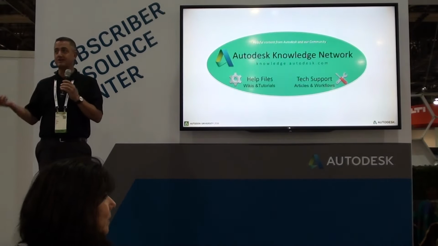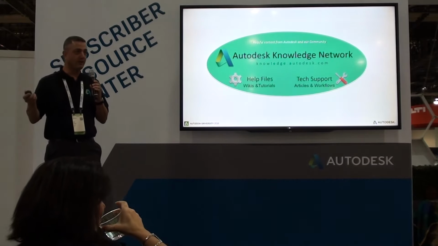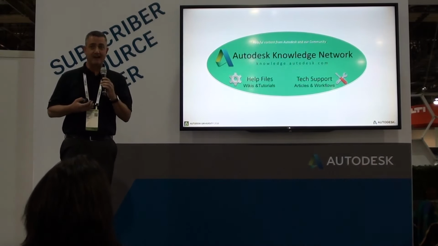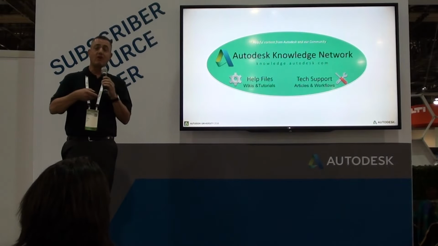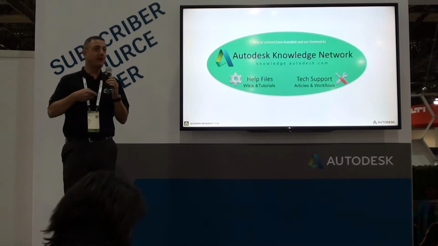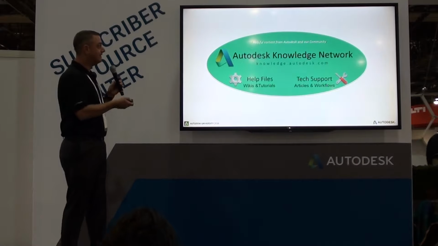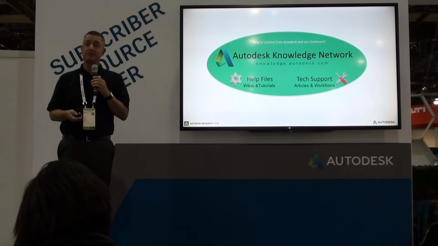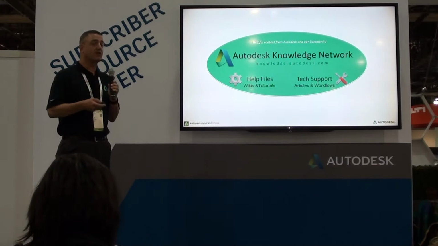Now let's talk about the architecture of the AKN, just to make sure you all know. The AKN starts with core knowledge from Autodesk staff. So our help files are all on the Knowledge Network. So every product's help file is inside of the AKN. All of our tech support articles and workflows are also in the AKN.